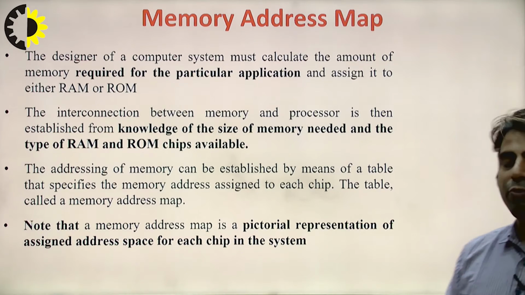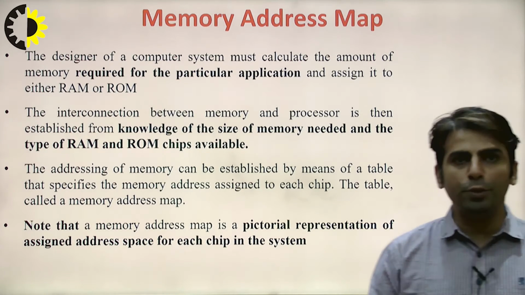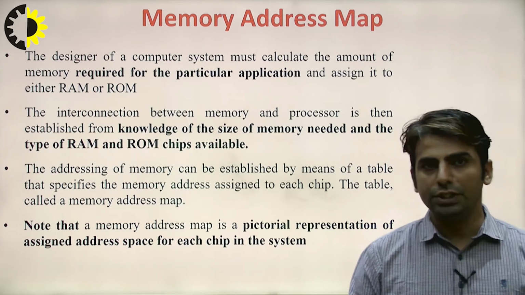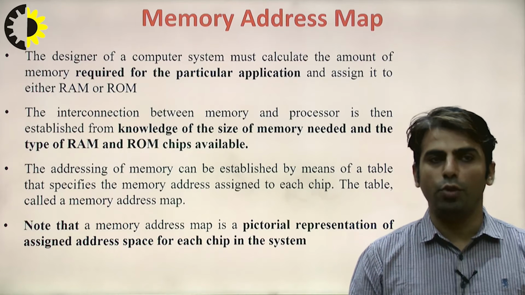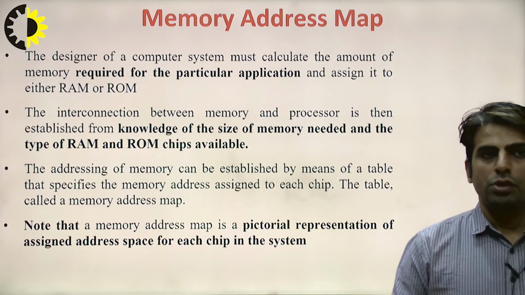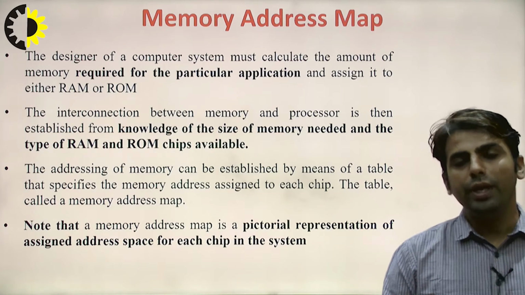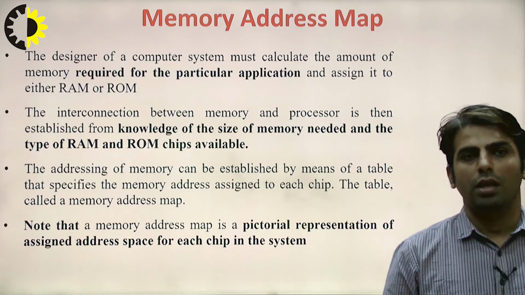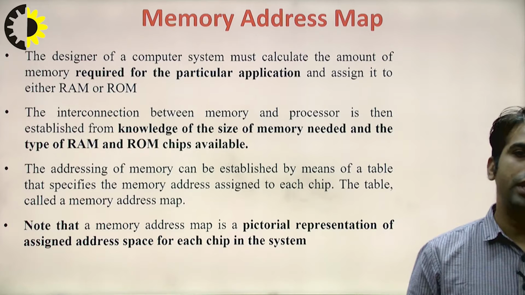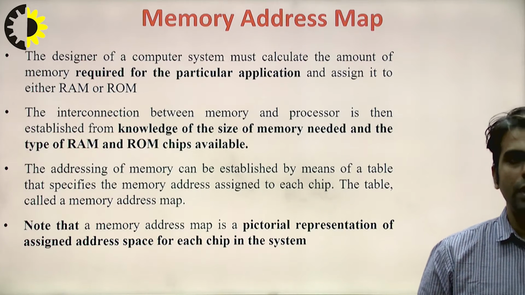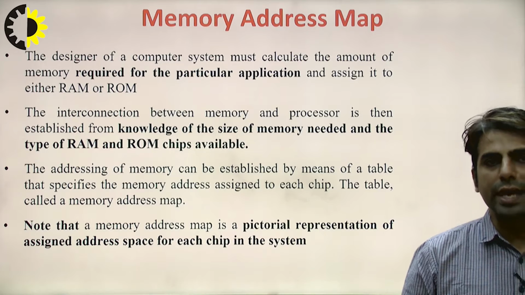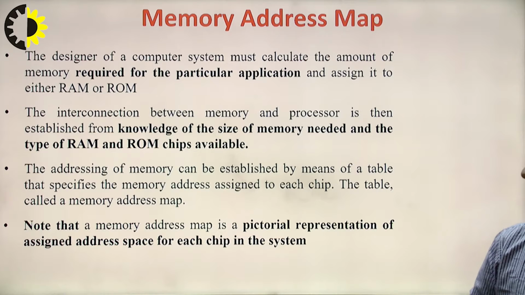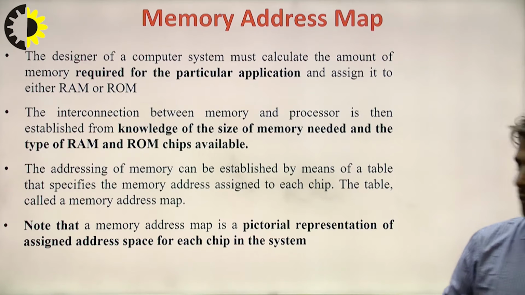So the very first point here says the designer of the computer system must calculate the amount of memory required for the particular application and assign it to either RAM and ROM. So the designer has to calculate the required amount for the particular application. The interconnection between the memory and the processor is then established, depending upon the size of memory needed and the type of RAM and ROM chips available.